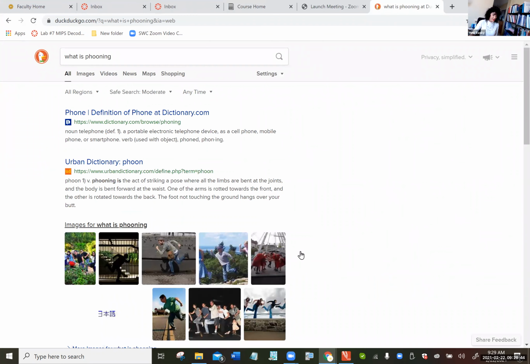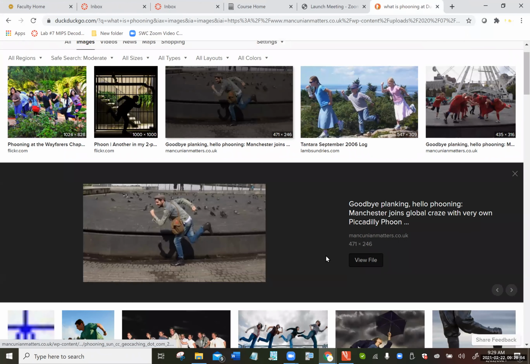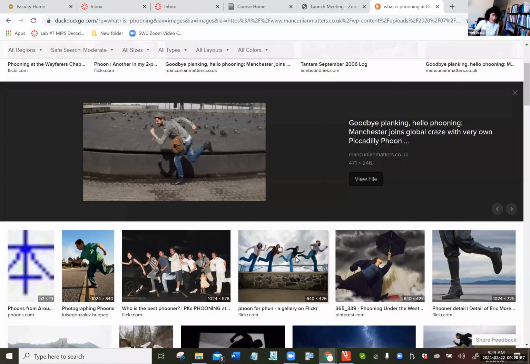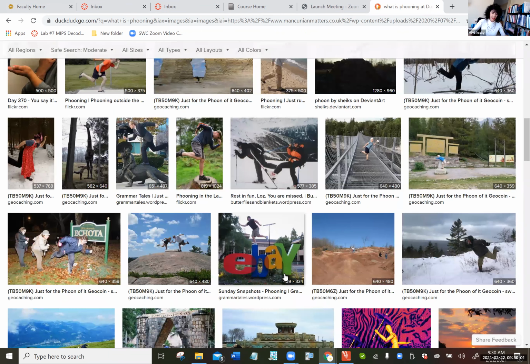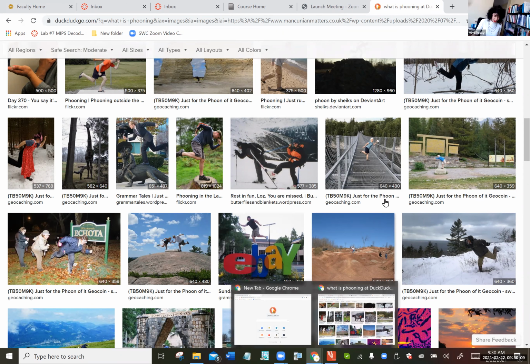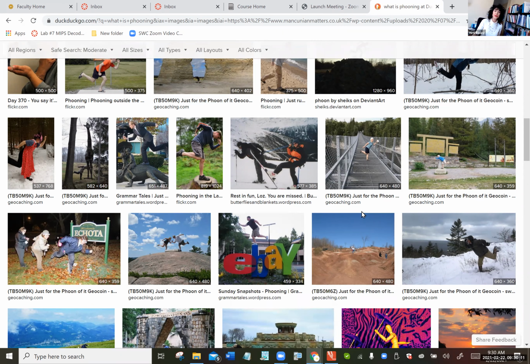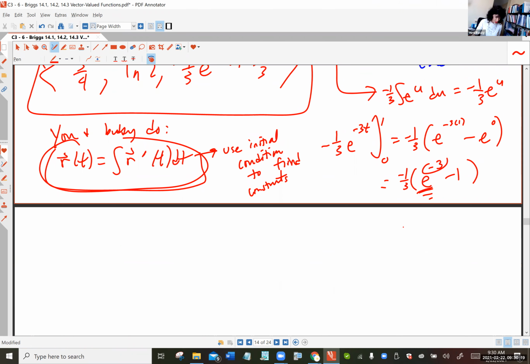Okay. So let's just look at people who are fooning. Here's what it is. Goodbye planking. Hello fooning. See this guy right here? That's fooning. Here's some other images of people fooning. Hilarious. That is our comedy relief for the day, people. So it's just a pose? Yeah, it looks that way. So if you have an Instagram account, why don't you foon and post it today? Don't ask me to do it because I don't do Instagram. I try to stay off of social media.